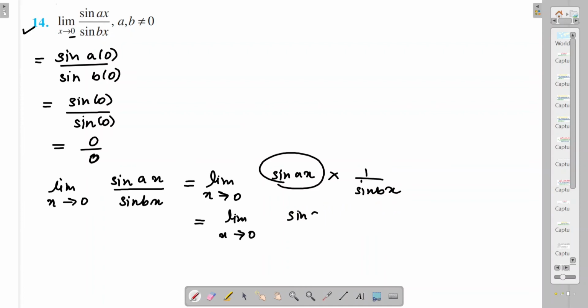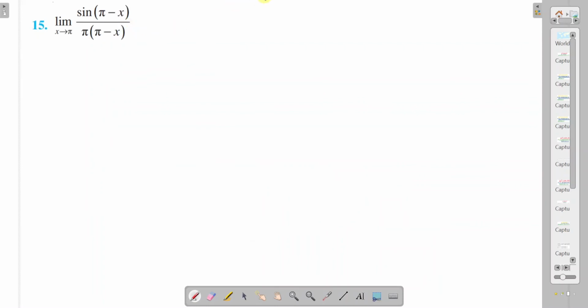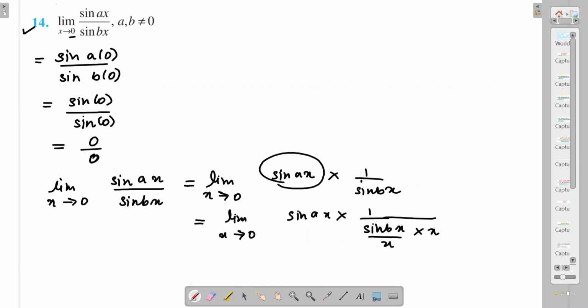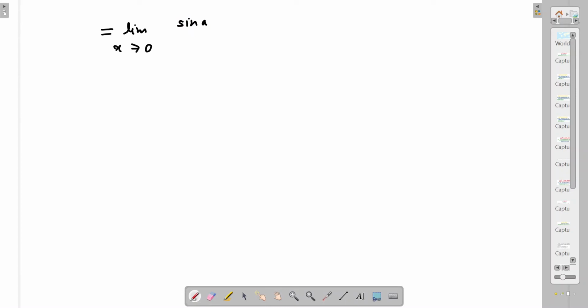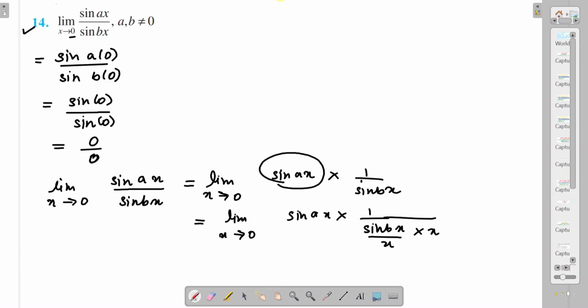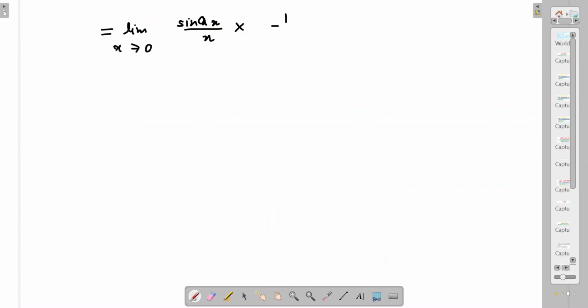So what you will do here, sine ax multiplied by 1 by sine bx divided by x and multiplied by x. Okay, so divided and multiplied by x here. Okay, so now what we can do here is rearrange. So limit x tends to 0, and so sine ax divided by, we can bring this x in the denominator for sine ax, and multiplied by 1 by sine of bx, and that is divided by x. Okay, now what we have to do, we have to bring a here, right?